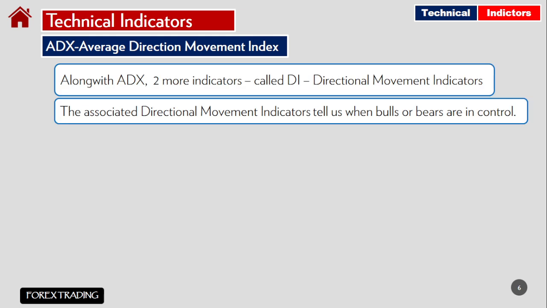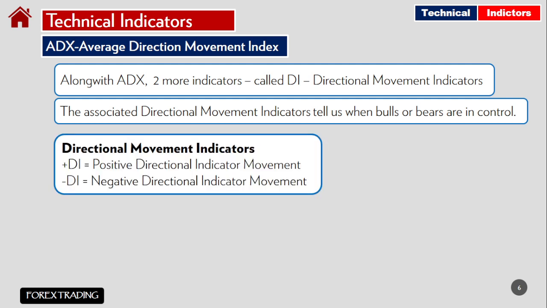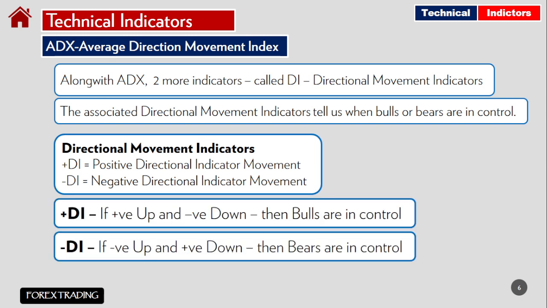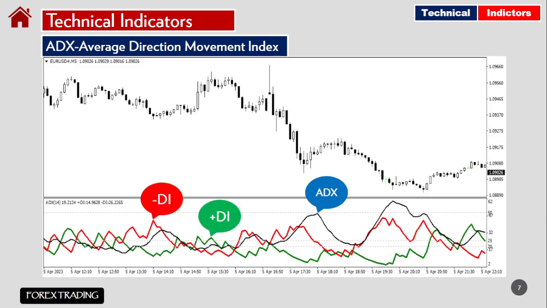Along with ADX, there are two more indicators called DI, directional movement indicators, and these associated indicators tell us when bulls or bears are in control. We have two of them, plus DI and minus DI, called positive and negative. And how do we measure them? For the positive directional indicator, if positive is up and negative is down, then the bulls are in control. For minus DI, if negative is up and positive is down, then bears are in control. So this is how we identify them.